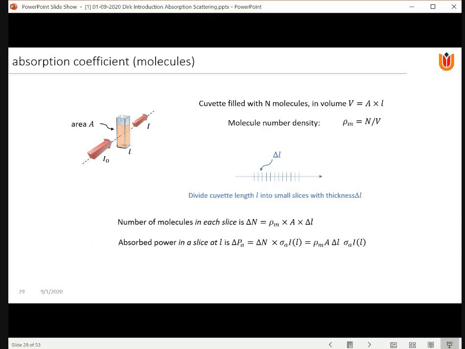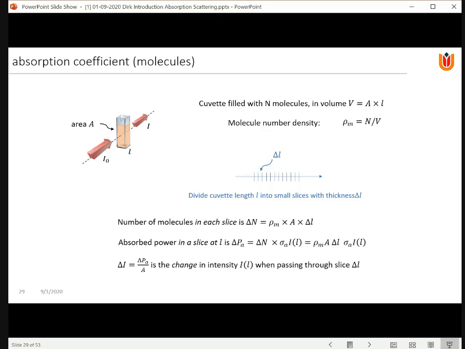Then we can calculate how much power is absorbed in such a slice. That will be delta P_A, equal to delta n, the number of molecules in the slice, times the cross-section, times the intensity at that point in the cuvette. That's why there is a functional dependence on E now. We can rearrange that a little bit and then have the equation on the right-hand side. So this is the absorbed power in one such small slice within the cuvette.